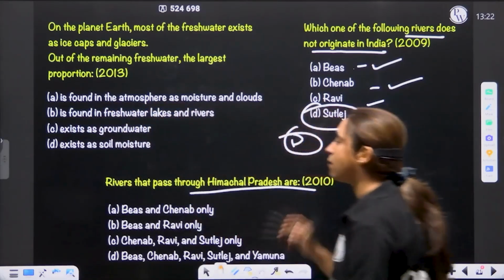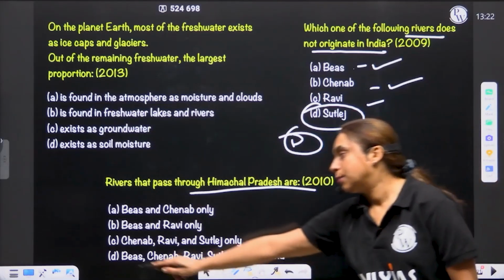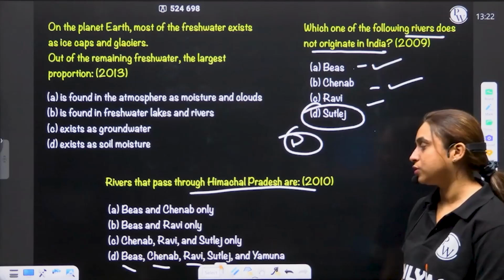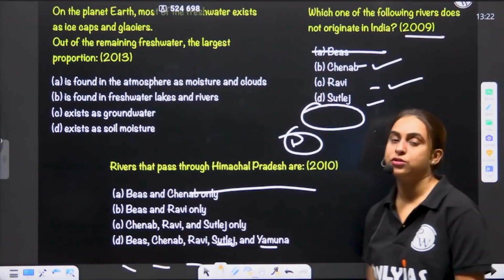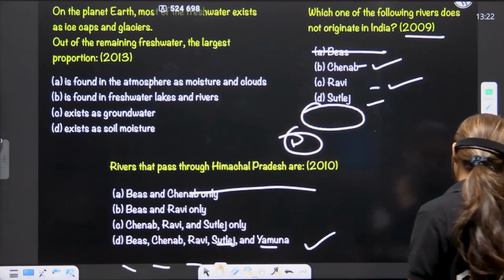Rivers that pass through Himachal Pradesh. What are the rivers that are passing through Himachal Pradesh? We know that Beas passes through Himachal Pradesh. Chenab and Ravi also pass through Himachal Pradesh. You also have Sutlej and Yamuna passing through Himachal Pradesh. So all of them are passing through Himachal Pradesh. The answer is D here, all of them.